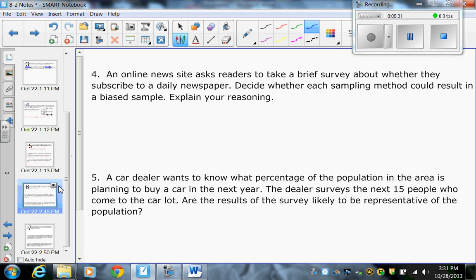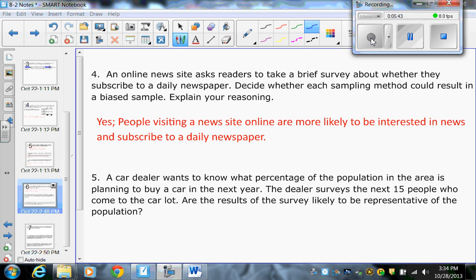Example 4. An online news site asks readers to take a brief survey about whether they subscribe to a daily newspaper. Decide whether each sampling method could result in a biased sample and explain your reasoning. In this example, it would produce a biased sample because people who are visiting a news site online are probably more likely to be interested in news and subscribe to a daily newspaper.